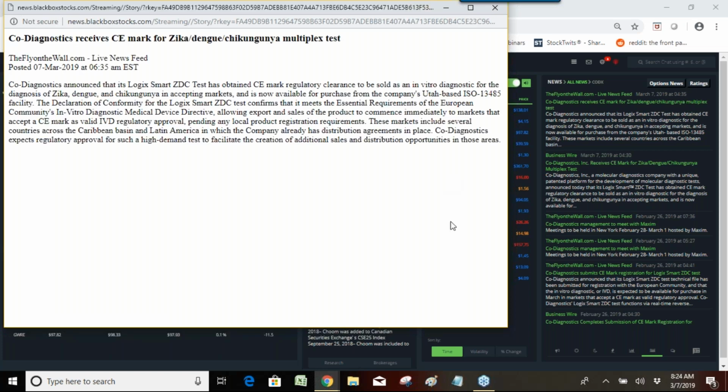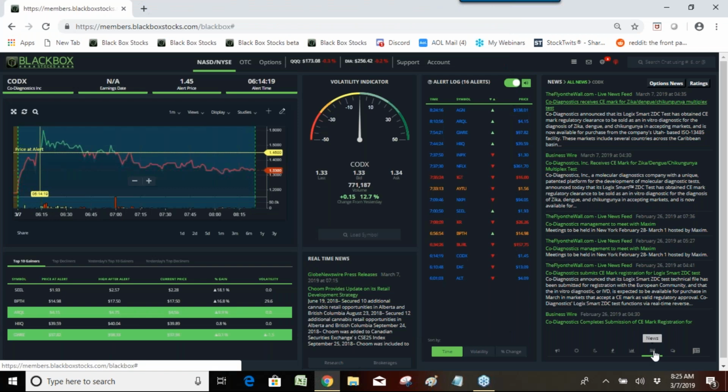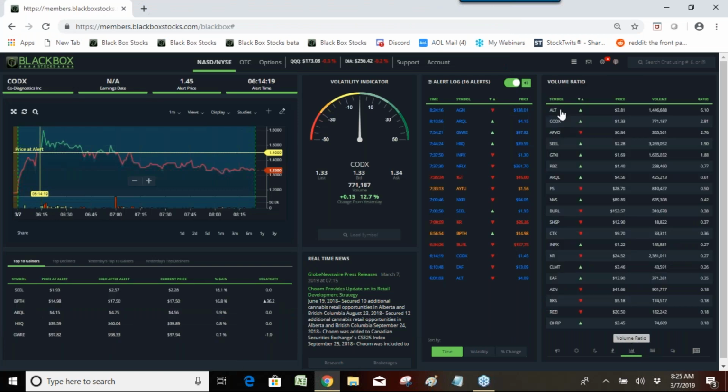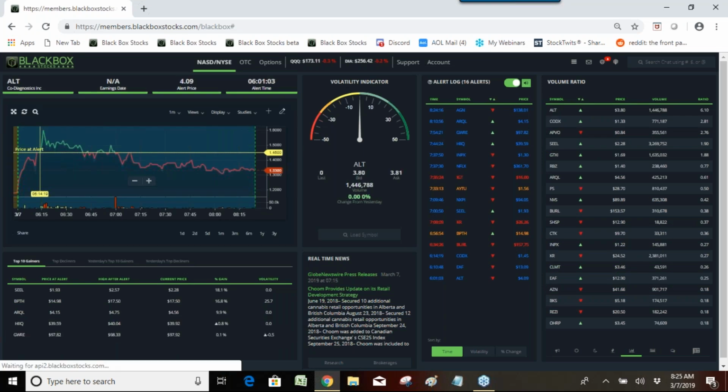Company CO Diagnostics received CE mark for a Zika test. Sounds pretty cool, you know. Is it going to run the stock? Probably not. But let's go ahead and look at the volume ratio again real quick. ALT, it's traded 6 times its average volume, right? I want to know why. Now, CODX has already traded almost 3 times, so definitely keep an eye on CODX.